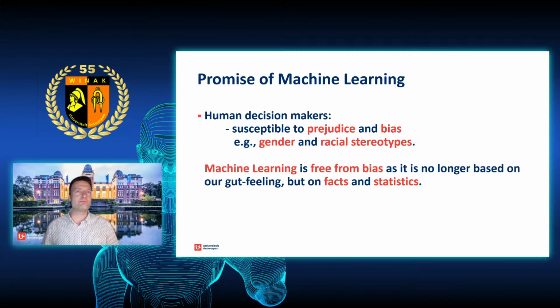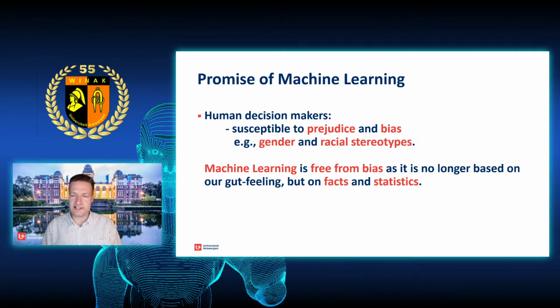If I use data mining, then I could make a data set with all PhD students in Belgium in the past 10 years, take their characteristics, whether they were successful or not, the number of papers they published, and on the basis of that, I can actually score new PhD students, and I can make my acceptance decision based on that. And then machine learning is free from bias, no longer based on gut feeling, but on facts and statistics.